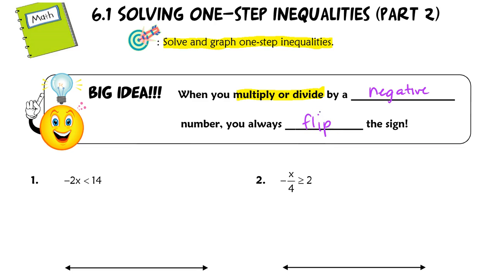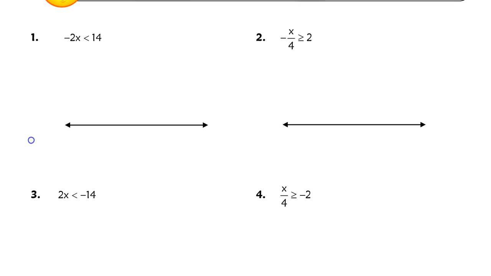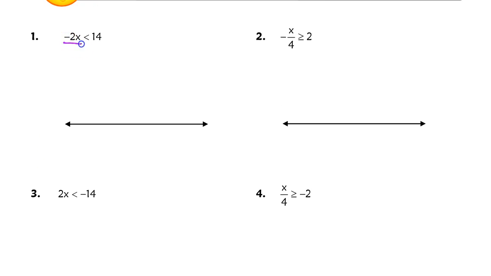So let's practice that idea right here on problems 1 and 2. In problem number 1, in order to get x alone, I have to divide by negative 2. Because I'm dividing by a negative, I need to make sure I flip the sign. So this cancels, leaves me with x. I'm going to flip that from the less than sign to a greater than sign, and 14 divided by negative 2 is negative 7.